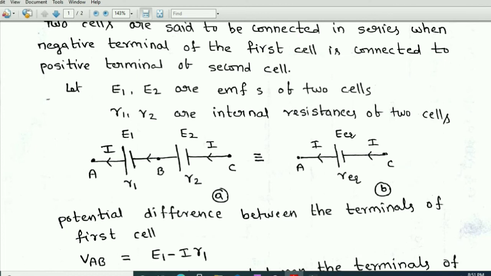Between the two points A and C, the equivalent cell is connected. Now the same current I flows from C to A in this circuit also. Let it be figure B. From figure B, we can write the terminal potential difference with the formula V is equal to E minus IR. So V is equal to EEQ minus I, the current flowing through it, into REQ.